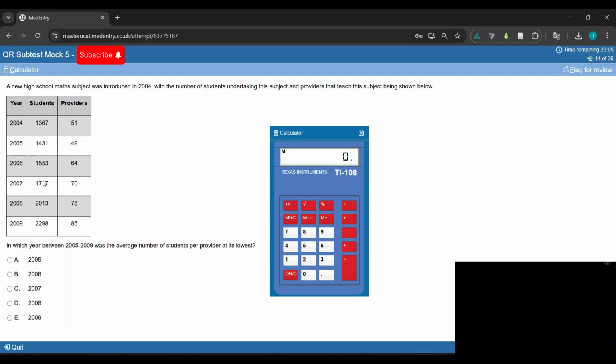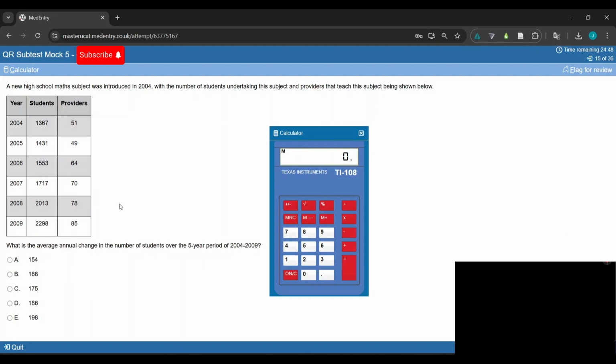In which year was the average number of students per provider the lowest? So you want it to be the lowest, I think 1717 divided by 70 is 24.5, and then 2298.25. I think it's going to be this one, 2007. I'm just going to flag it.